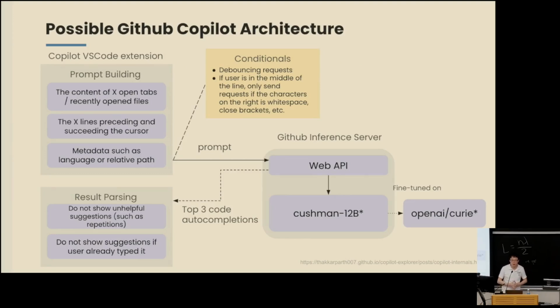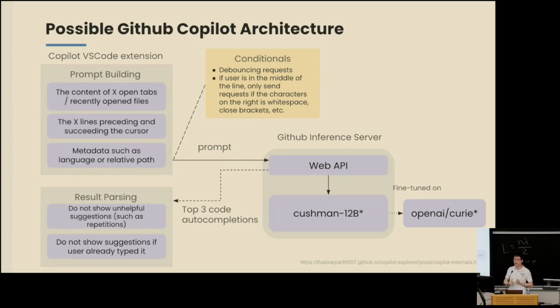So let's take a look at a possible GitHub Copilot architecture. Obviously, I don't have access to the source code, but here's a link to the reverse engineering. What we can tell is that we could take a look at the Copilot VS Code extension. So they're doing some sort of prompt building. By reverse engineering the VS Code extension, we can see that it actually takes the content of your recently opened files and your open tabs, and puts it all as part of your prompt.